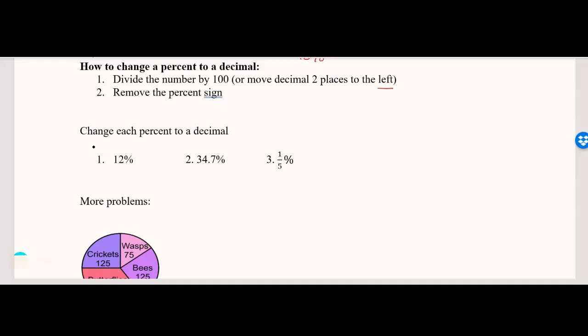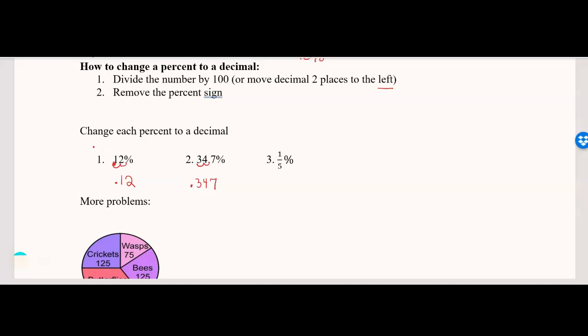You can divide by 100, and that will give you the answer. Or you can say, I'm going to move my decimal, which of course is always to the right here. We're going to move it to the left 2 places, which means my decimal would be 0.12 or 12 hundredths. Try number 2. We have 34.7%. I'm moving the decimal over 2 places to the left, and that would be 0.347. Again, I'm not showing a percent sign because we're actually converting from percent back to decimal.